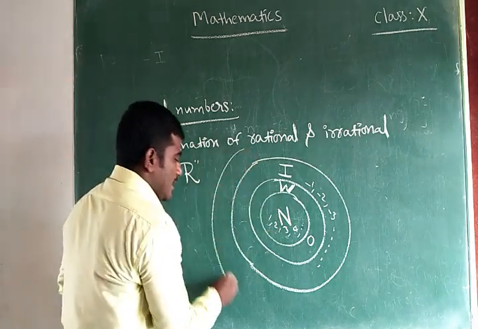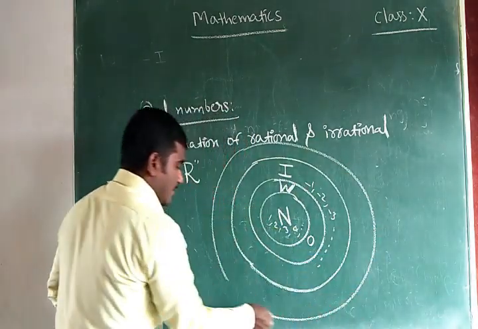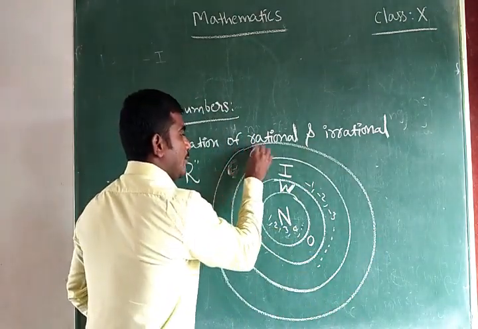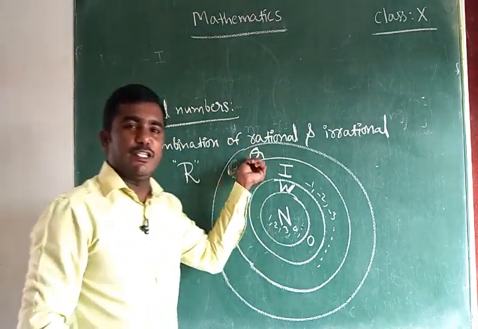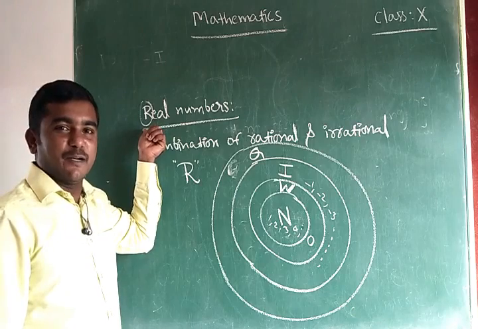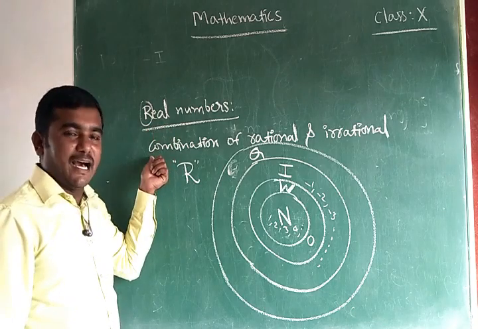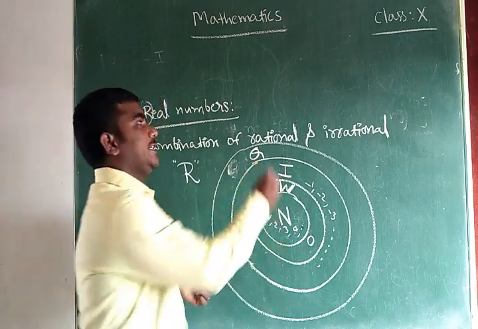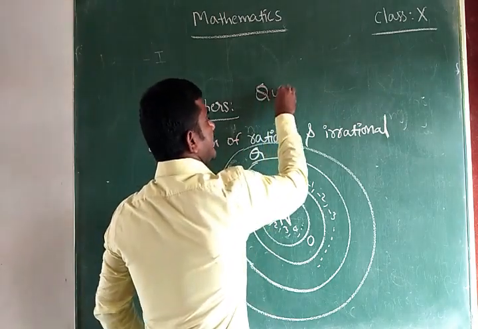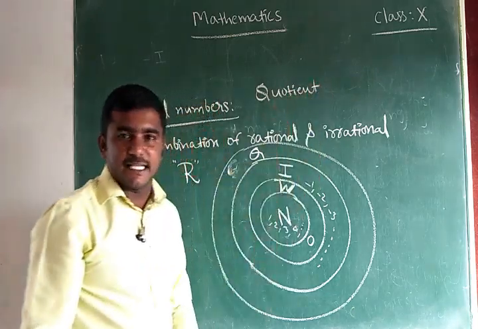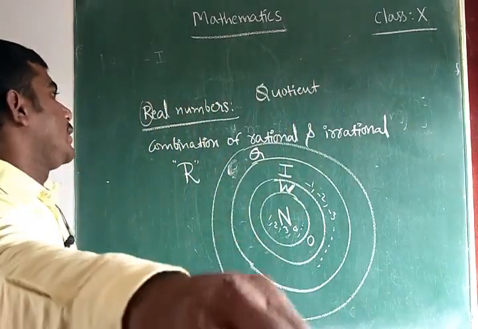Next, rational numbers. Rational numbers are denoted by Q. Why do we denote with Q? The first letter of rational number is actually R, but real numbers also have the first letter R. Only real numbers are denoted by R. Rational numbers are denoted by Q. Q's full form is quotient. Already you know in the division process, the answer is called the quotient. So we denote it by Q.